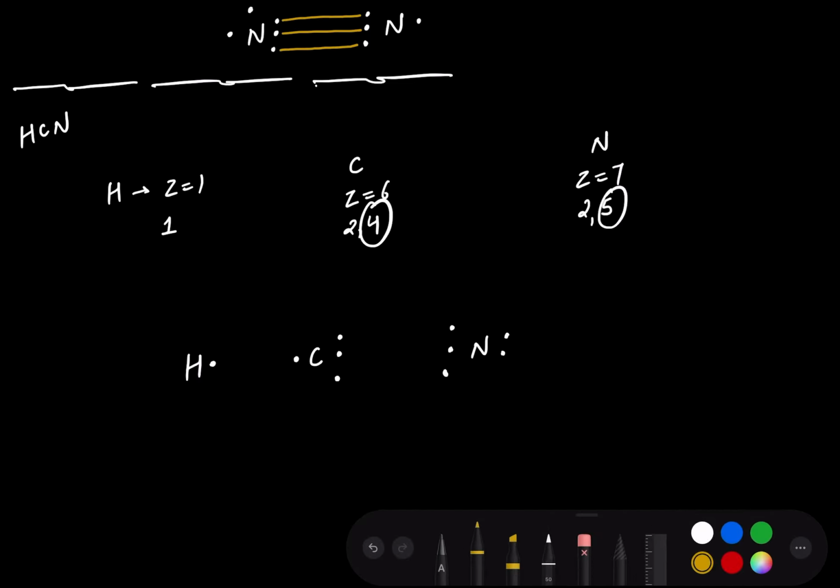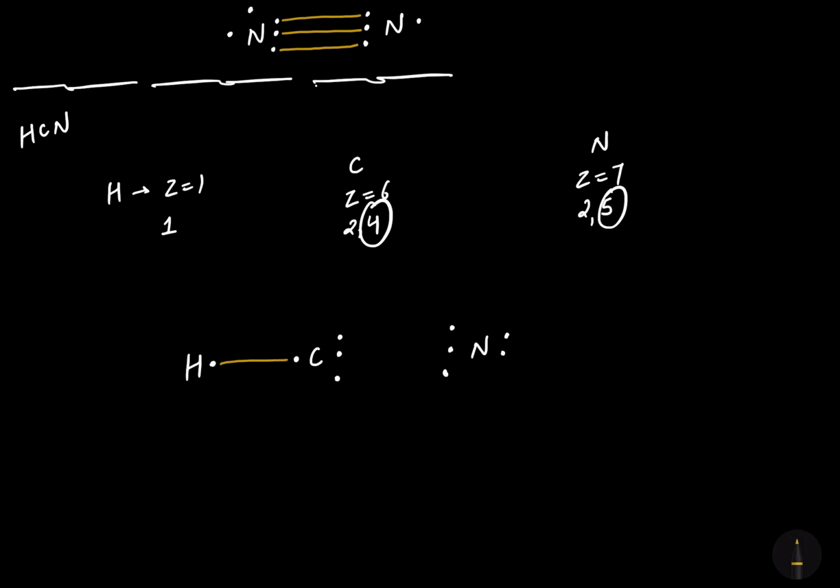Now let's make the covalent bonds. Hydrogen and carbon will form a single covalent bond. Here you can see that two electrons have been achieved by hydrogen by forming a covalent bond with the carbon. So that's number 1 electron, that's number 2 electron.